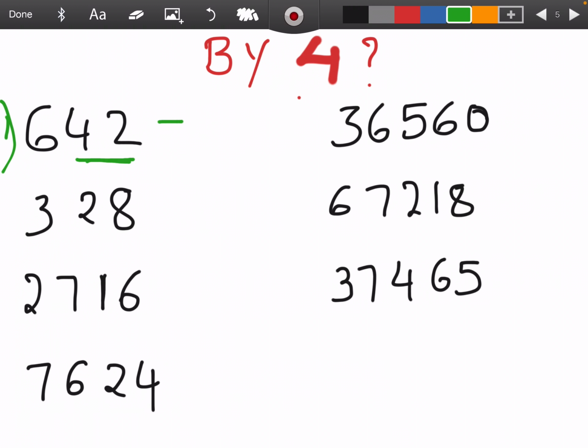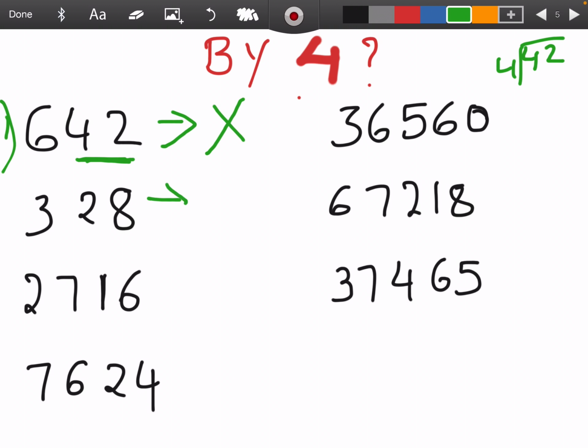So is 42 divisible by 4? How do you do it? Either you should be able to quickly tell it, or you can do the regular division. And you all know 4 times 10 is 40. So 4 times 11 is obviously 44. So 42 is not divisible by 4. So 642 is not divisible by 4.